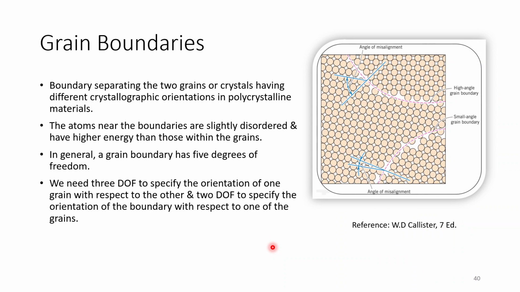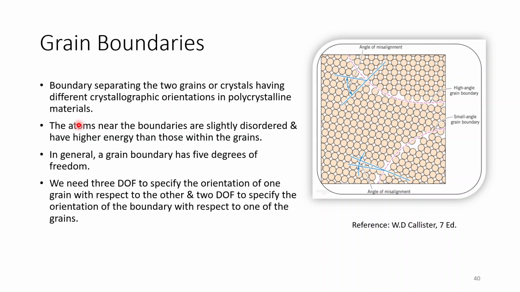Next is grain boundaries. This is another planar type of defect. In this case, you have boundaries which separate two grains or crystals having different crystallographic orientation. For example, this grain has this orientation, and this grain has this orientation. This angle is the misalignment angle. If it is higher than 10 degrees, then it will be a high angle grain boundary. If it is less than 10 degrees, then it will be a small angle grain boundary.